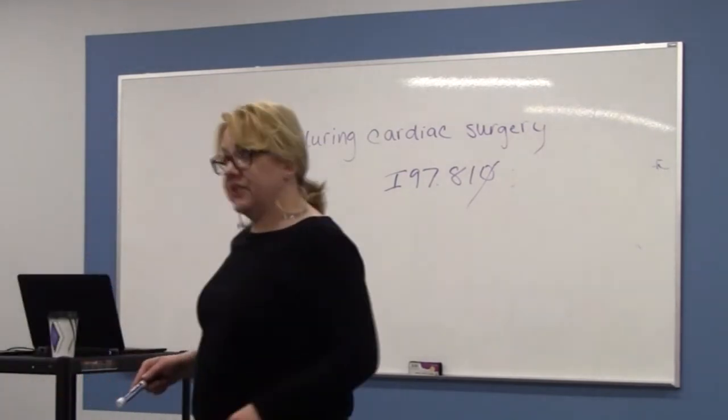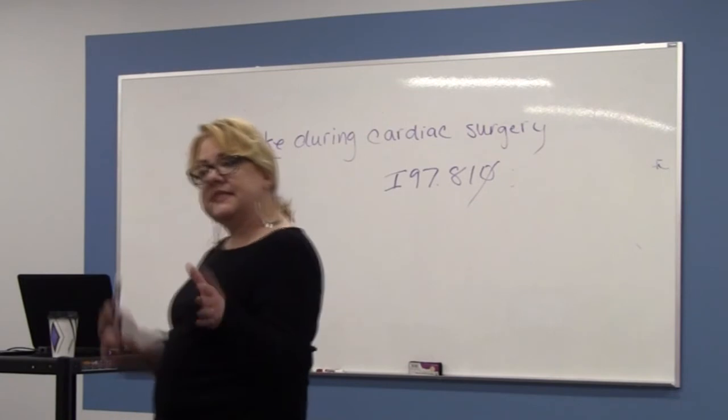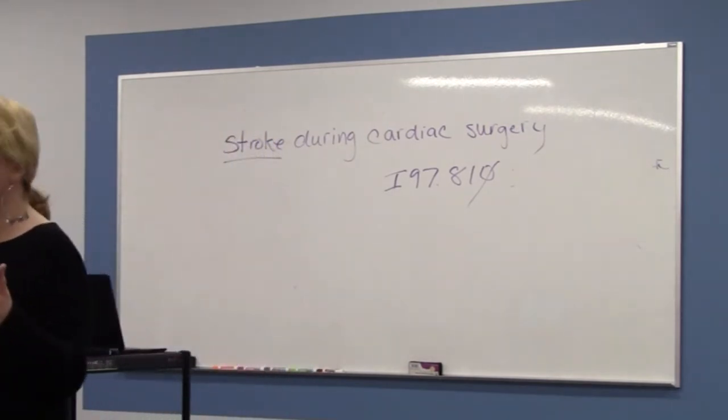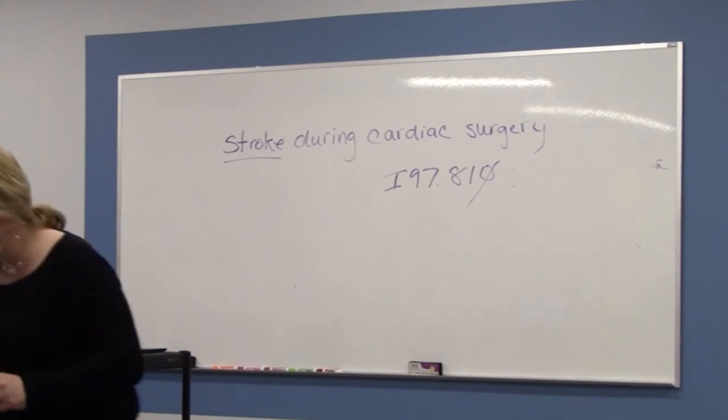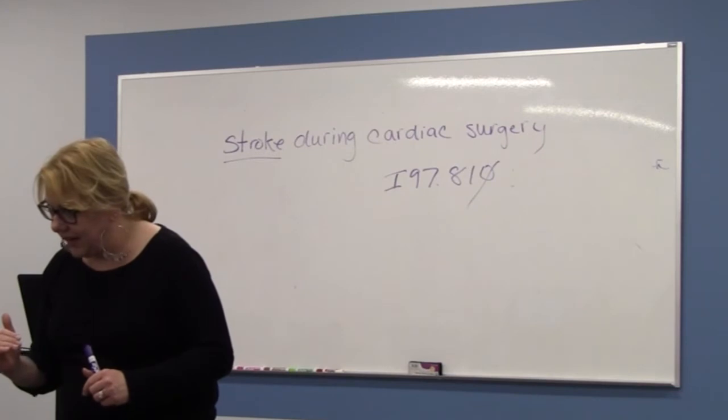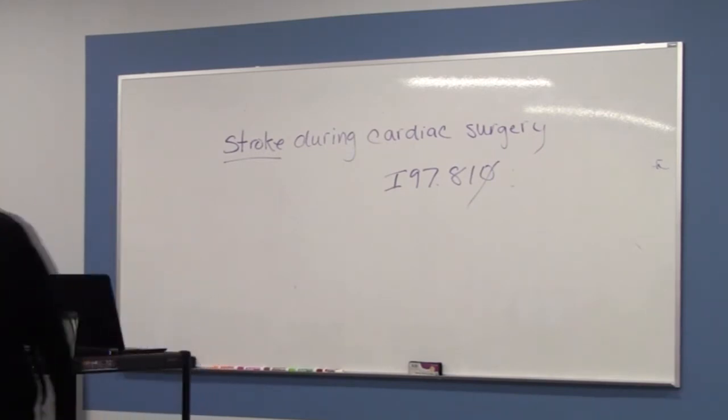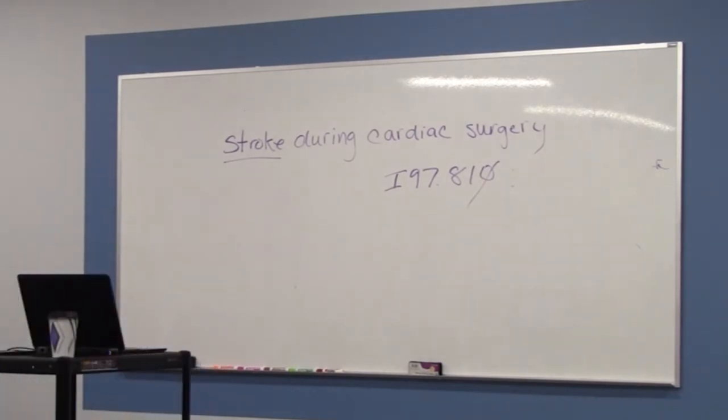Means I need another digit. These ICD-10 codes are between 3 and 7 digits, okay? But that's what I mean when I have to code to the highest level of specificity. Each digit adds more specificity to the code, okay? If I submitted I97.8 to a payer, they'd be like, that's not even my code. Can't do it.